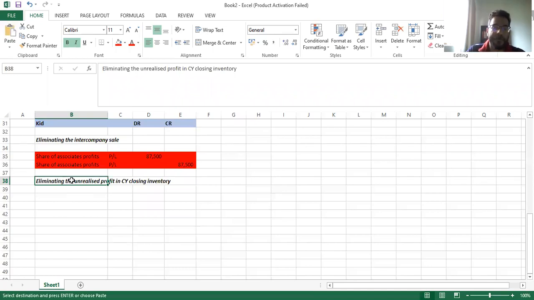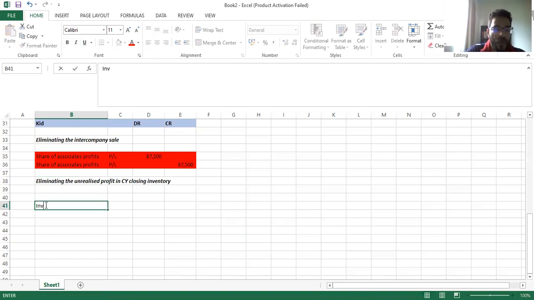Who has the inventory? The inventory is sitting in the parent's books. So the parent's inventory from a group perspective is overstated. So therefore, the inventory of the parent from a group perspective needs to decrease. Why? We need to eliminate the unrealized profit. So inventory needs to decrease. Inventory is an asset, a decrease is on the credit side. So we're going to credit inventory. Why can we use the line item inventory? Because it's the inventory relating to the parent.